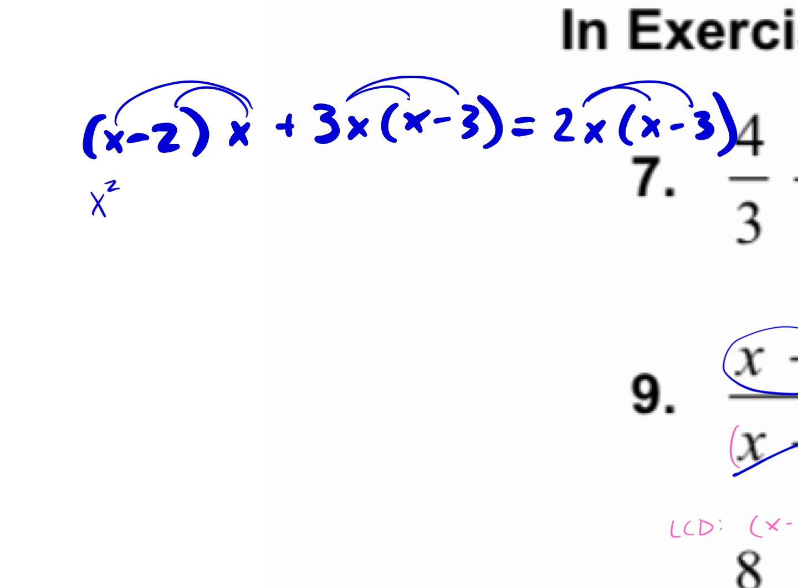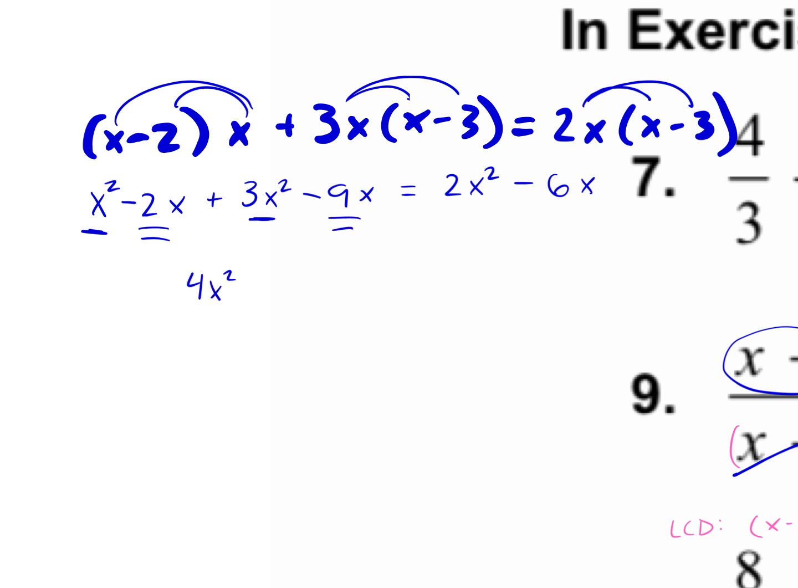The next step is combine like terms. So you're just one step ahead. X squared minus 2x plus 3x squared minus 9x is equal to 2x squared minus 6x. Now we have to combine like terms. So I'm going to combine the x squareds and the x's. So we get 4x squared minus 11x is equal to 2x squared minus 6x. What would I do next?